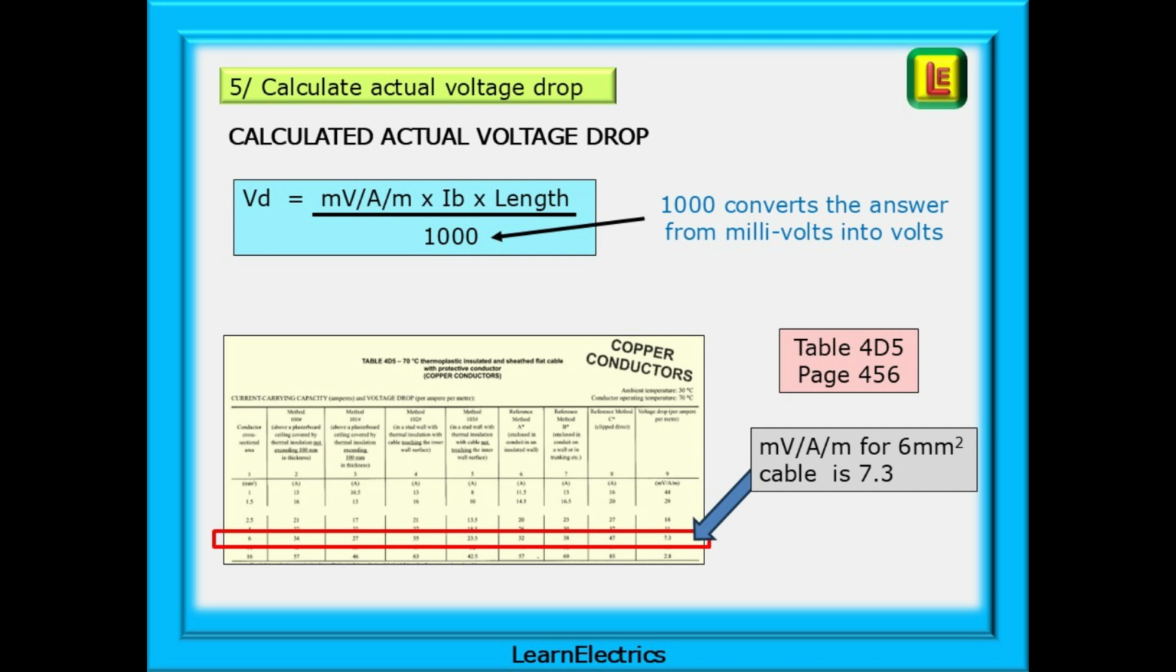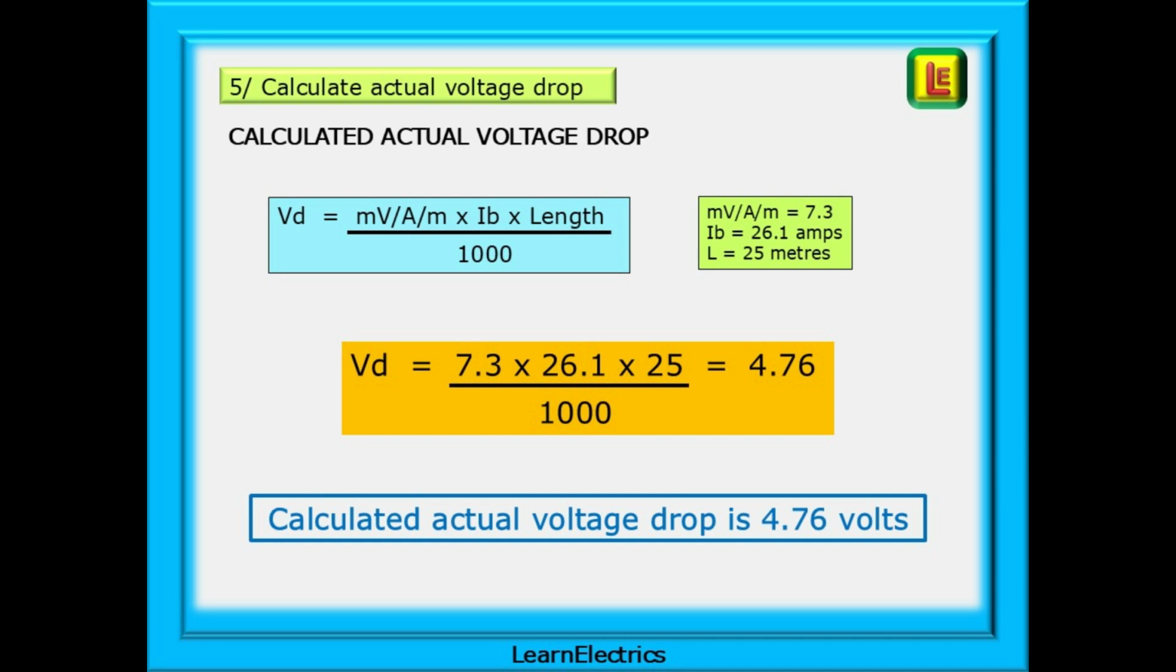Find table 4D5 on page 456 and look at the leftmost column, the conductor size. Find 6 square millimeters and travel horizontally to the rightmost column where we find the number 7.3. Now we are ready for the calculation. We can enter the known values and we have 7.3 multiplied by 26.1 multiplied by 25 all divided by 1000, and out comes the answer 4.76. The calculated actual voltage drop is 4.76 volts.